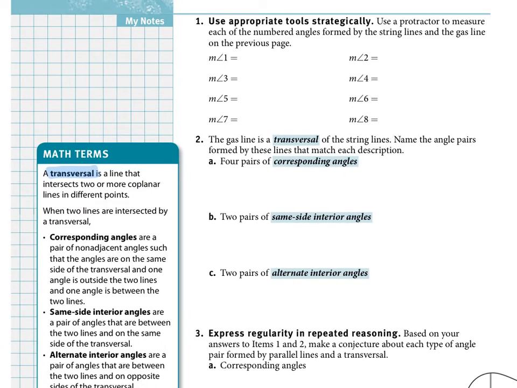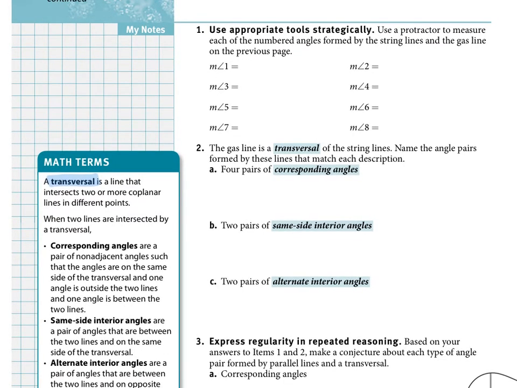Now, up above number 1, I'm going to help you out in filling in the following information. It says use a protractor to measure each of the numbered angles formed by the string lines and the gas line on the previous page. To save time, I'm going to go ahead and give you those results right now. Go ahead and pause the video right here to copy down these angle measures.